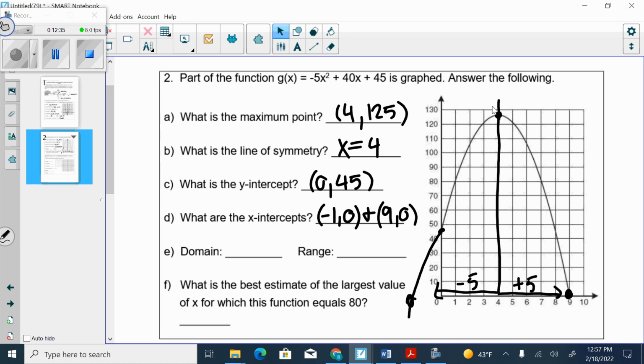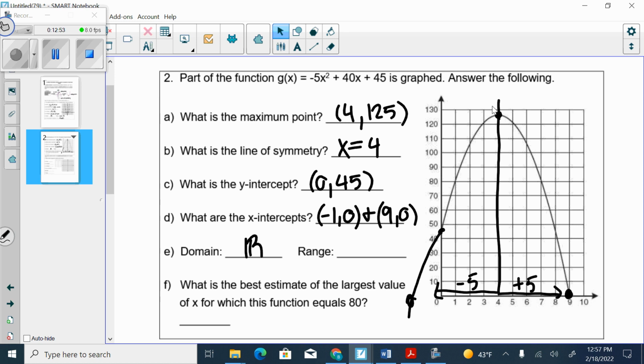Okay, for domain. Like we said, we can't see the ends of the graph, but we know this thing is never going to stop going to the left, and it's never going to stop going to the right, so our domain should be very good.